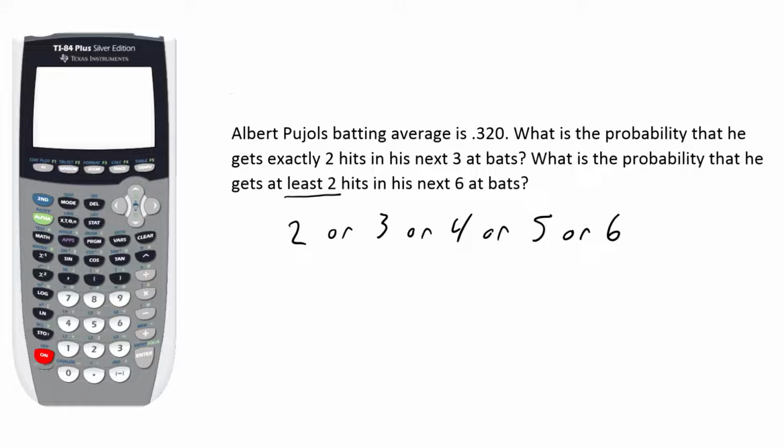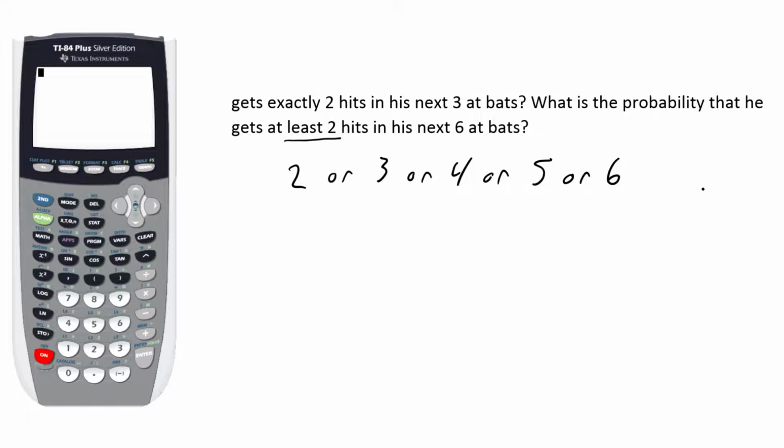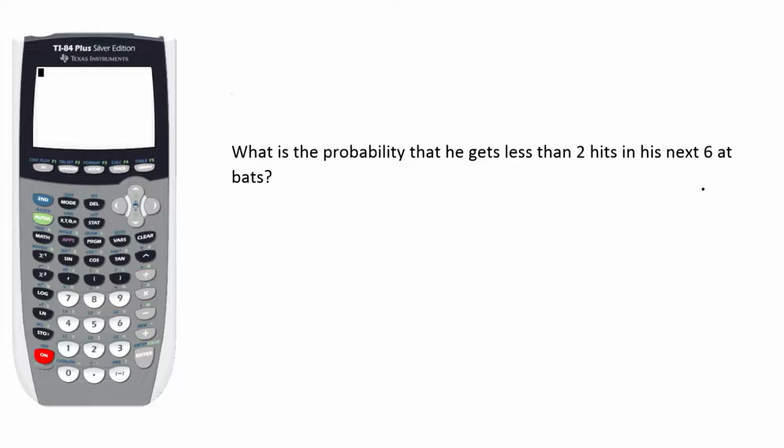Now, to answer this question, what we're going to do is first answer a very similar question, and then we'll come back to how we're going to answer this question. So the first question we're going to answer is actually, what is the probability that he gets less than 2 hits in his next 6 at-bats? Which is actually the exact opposite of the original question that we were asked. So the probability that he gets less than 2 hits would be the probability that he gets either 0 hits or just 1 hit. And the reason we want to find this probability first is because this probability is significantly easier to find and will help us to find the other probability.